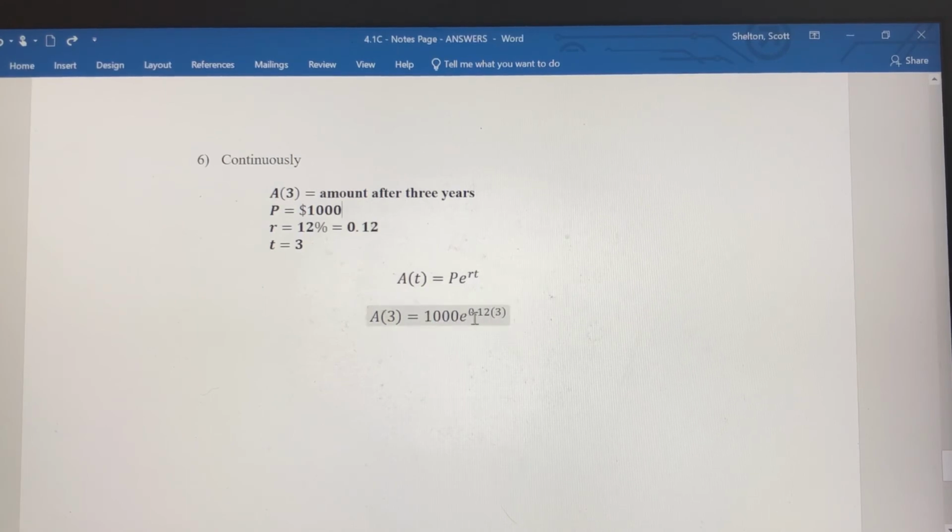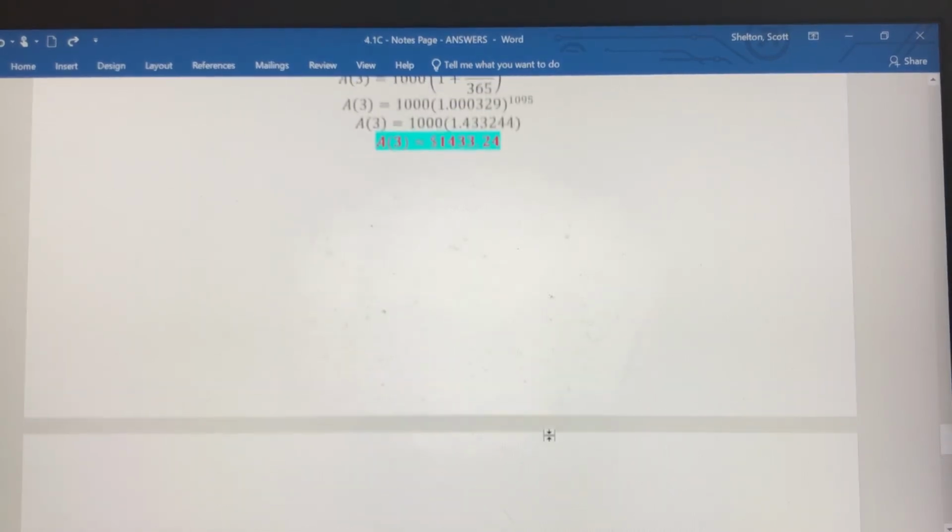Order of operations, I have to evaluate this exponential piece first. So I'm going to simplify the 0.12 times 3. Now I'm going to evaluate e to the 0.36, which gives me this value, 1.433329. Multiply that by 1,000. So with continuous compounding over 3 years, that $1,000 should turn into $1,433.33. Again, the more often you compound, the more money you make.